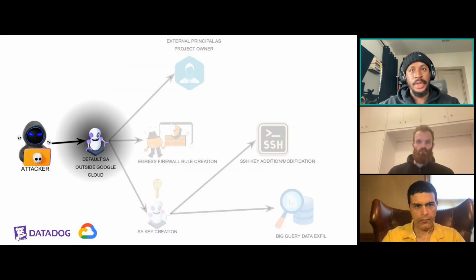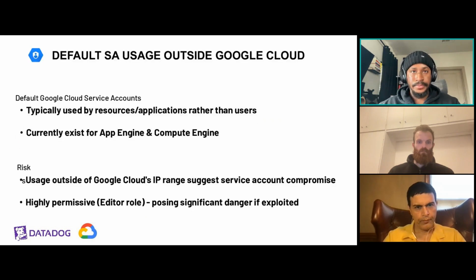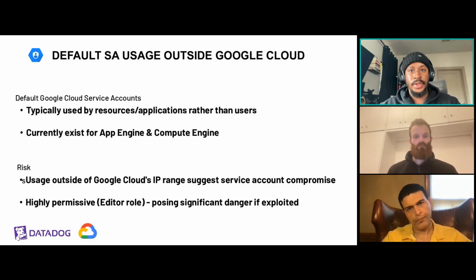All right, so again with the nodes. The very first one we're going over is the default service account usage outside of Google Cloud. Now let's prime ourselves quickly about Google Cloud service accounts. These are the default service accounts that Google provides. They're typically used by resources or applications rather than users, which is why they are service accounts. They're supposed to perform different actions on behalf of the user within your Google Cloud environment, and they currently exist for the App Engine and the Google Compute Engine.